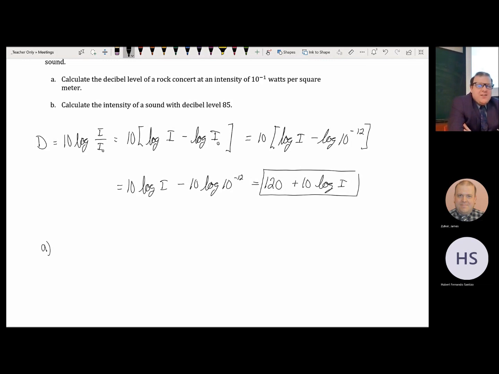What we want to do is calculate the decibel level of a rock concert at an intensity of 10 to the minus 1 watts per square meter. So that's 120 plus 10 log of 10 to the minus 1. Common log of 10 to the minus 1.